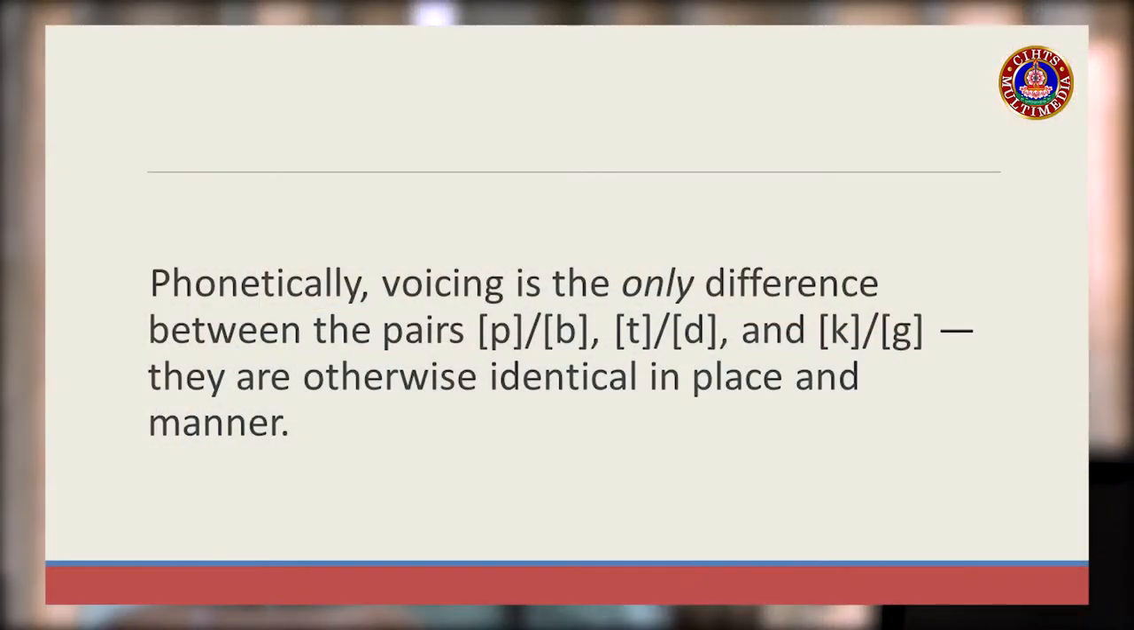Now, we are talking of phonetics. Still, phonetically speaking, voicing is the only difference between these two sets of sounds. Otherwise, the position and the manner is almost the same. What am I saying? I am saying that if you say p, b, t, d, k, g, the manner and the place is identical. Matlab, the position of the production of the sound is same. The only difference is to see whether it is voiced or voiceless.